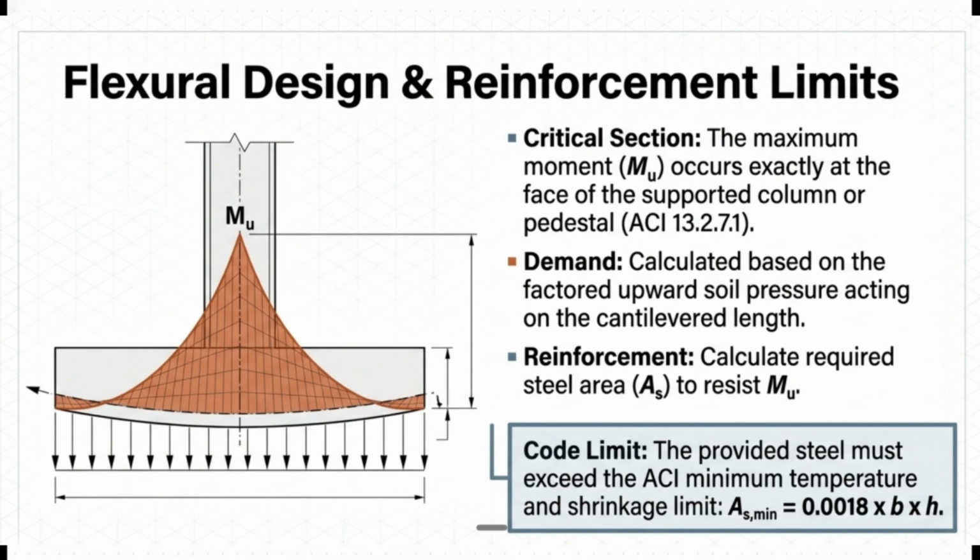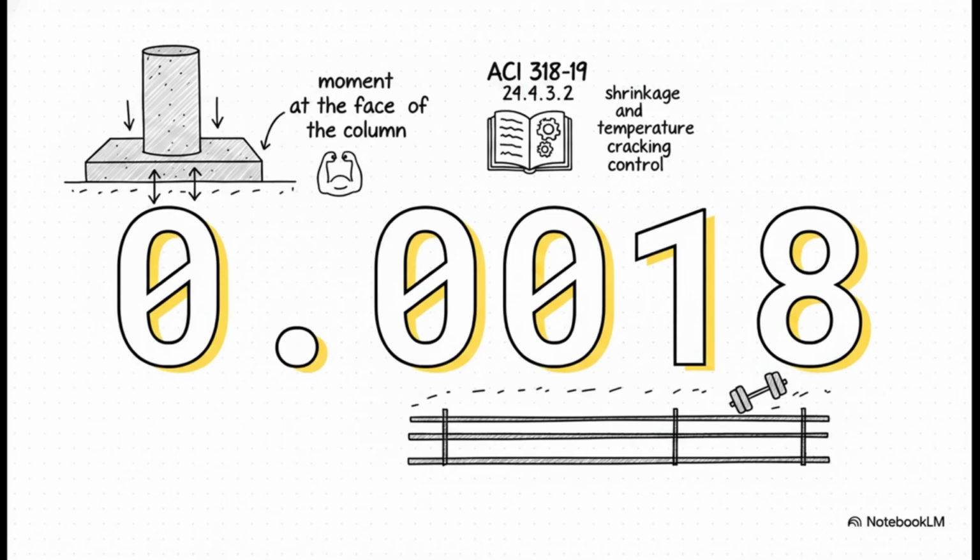But hold on, ACI provision 24.4.3.2 steps in and strictly requires us to compare that calculated area against a minimum reinforcement ratio. For grade 60 steel, we have to provide at least 0.0018 of the gross concrete area. Basically, even if your math says you need barely any steel to hold the actual weight, you still have to provide at least this 0.0018 ratio just to control shrinkage and temperature cracking.